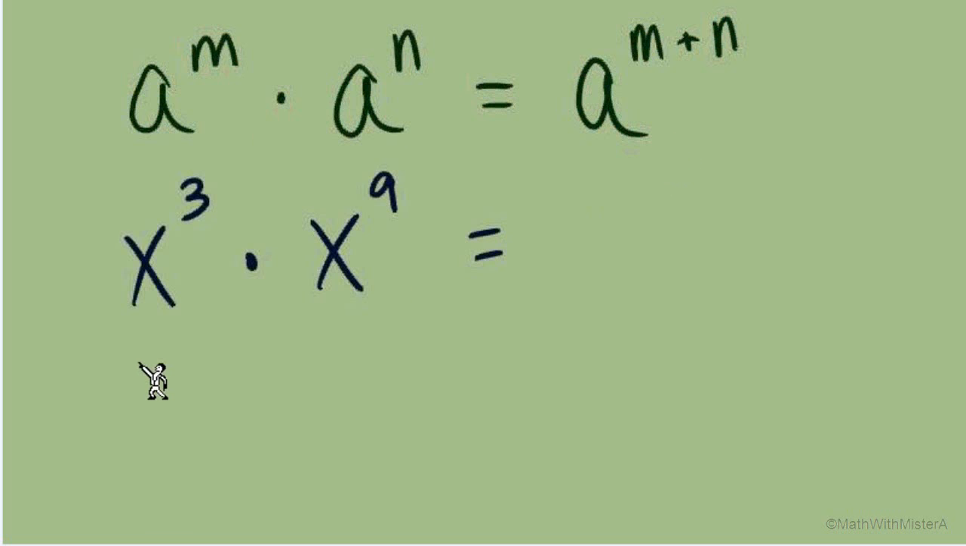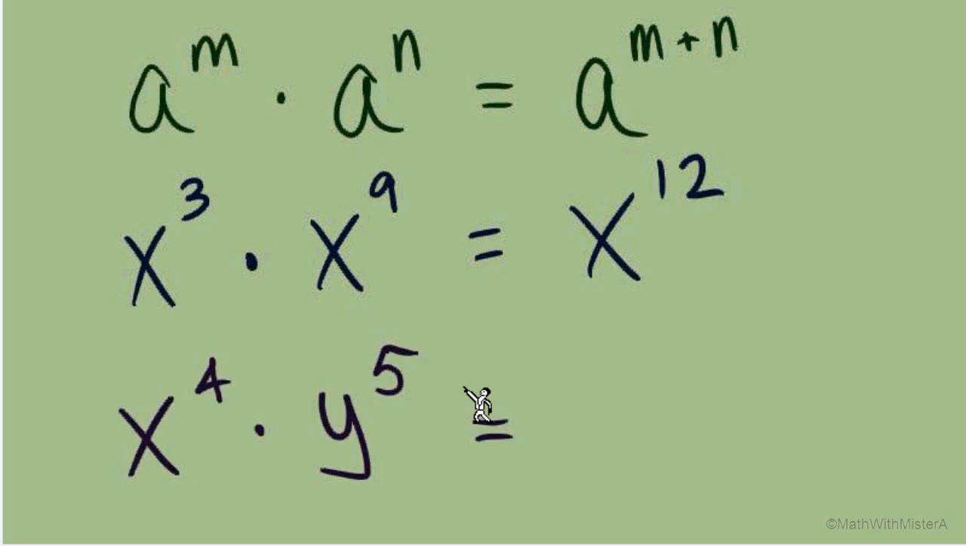Here's another example of how that rule could work. X to the 3rd times x to the 9th. We do have the same base. It's x and x, so our answer can have an x. And what should that exponent be? 3 plus 9, 12.